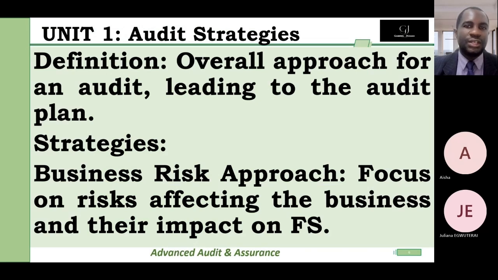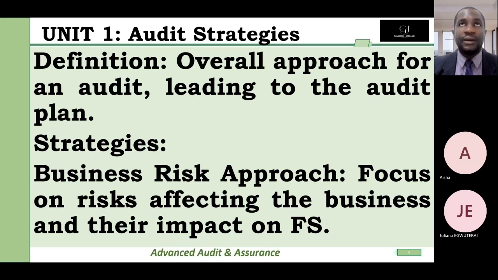What are audit strategies? They are the overall approach or approaches for an audit leading to the audit plan. So the approach speaks to how you want to carry out your audit. It's the overall direction for the audit, and it forms the basis of the detailed audit plan. Your strategy depends on the scope, the timing, and the approach the auditor will adopt based on the nature of the client's business, his risk profile, after studying it, and also the internal control environment. So that's generally what the definition of an audit approach speaks to.